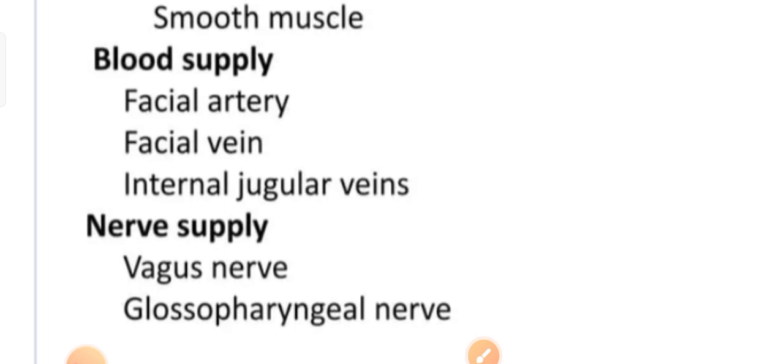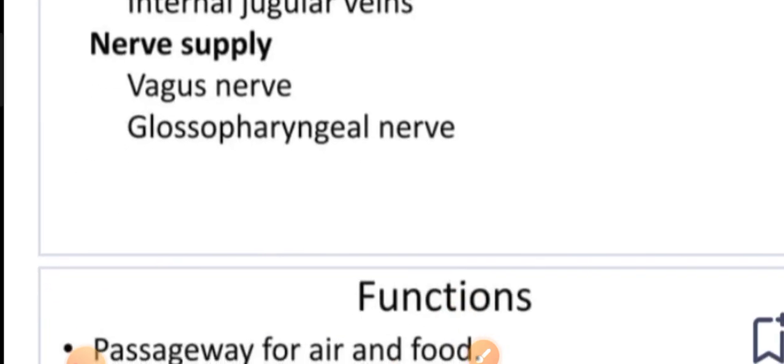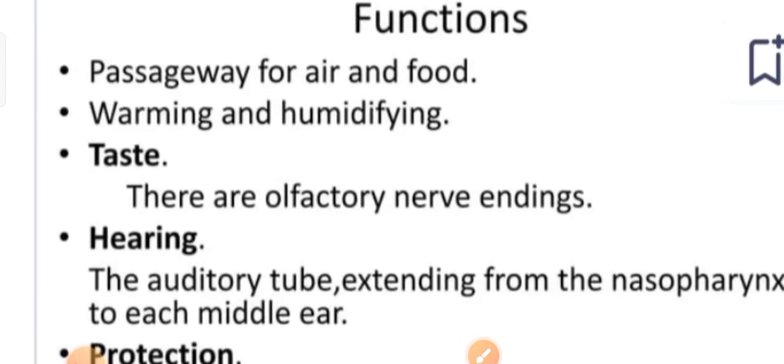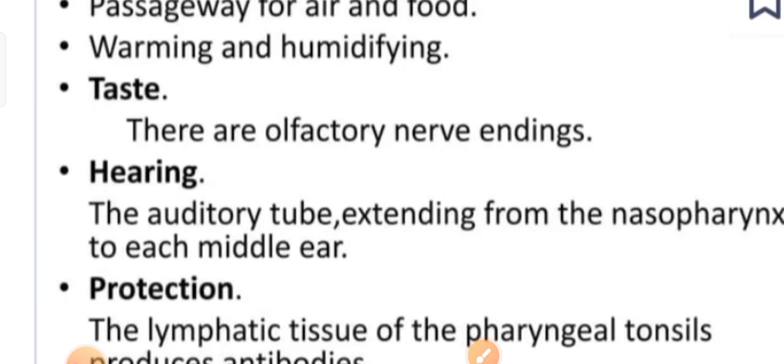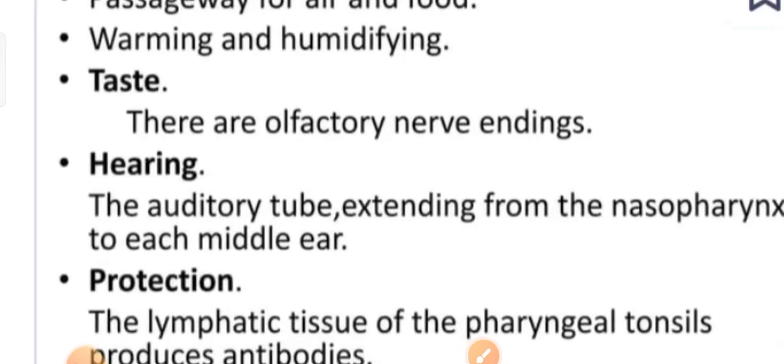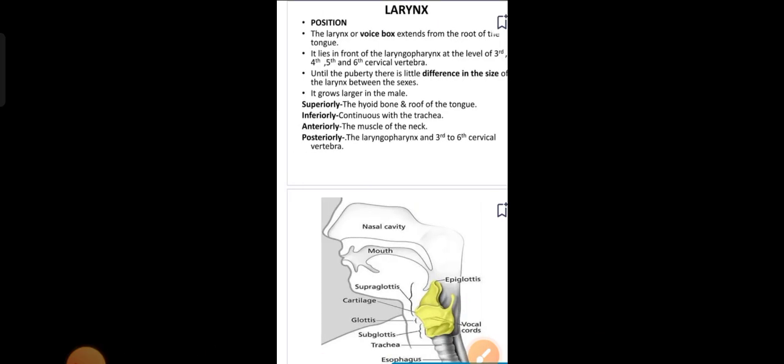So where does the pharynx get its blood supply? Facial artery, facial vein, internal jugular veins. Where does it get its nerve supply? Vagus nerve and glossopharyngeal nerve. So these are the functions of the pharynx: passageway for air and food, warming, humidifying, taste, hearing, protection, and speech. These are the main functions done by the pharynx.